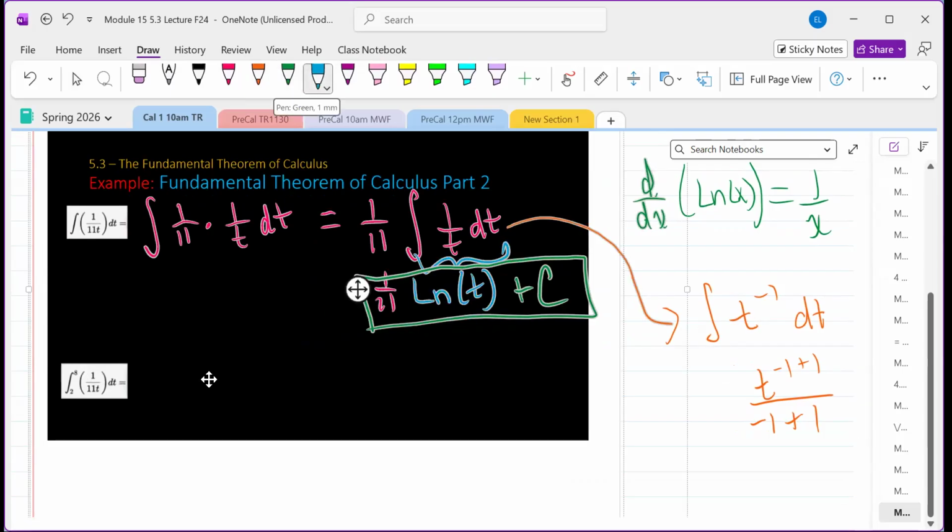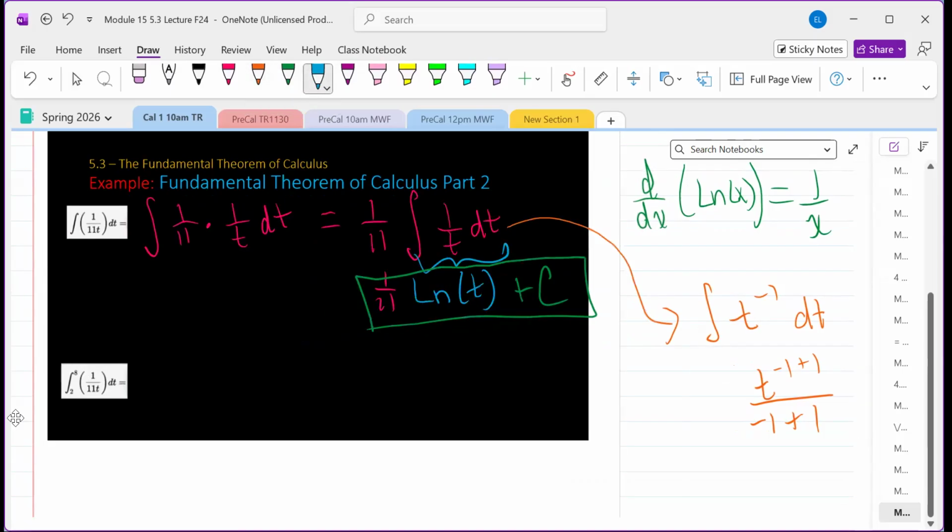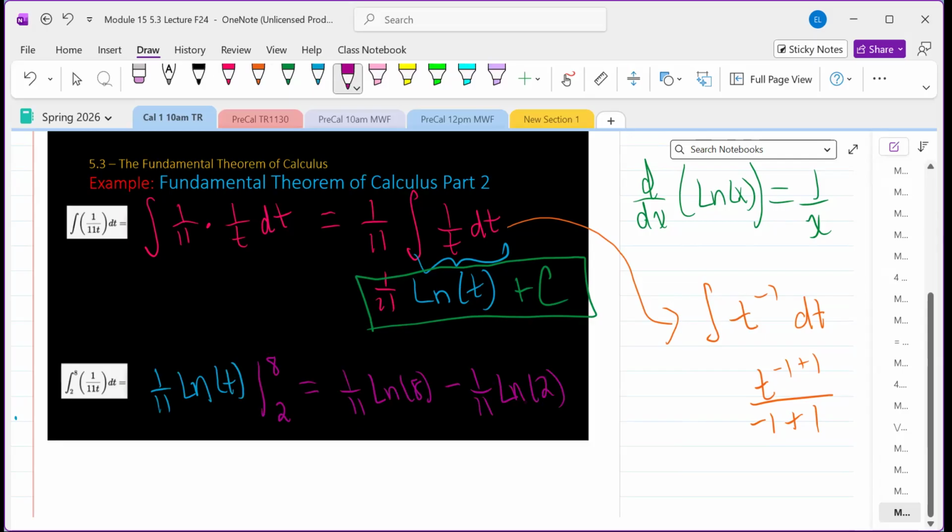All right, so we've got our antiderivative formula. So 1 over 11 times the natural log of t. And then I'm going to evaluate this from 2 to 8. So I plug in those numbers and I get that result.